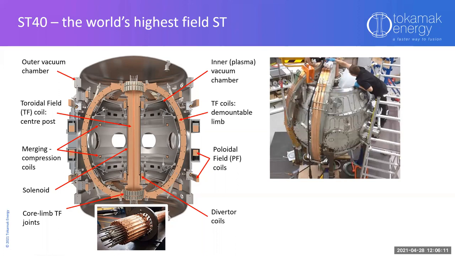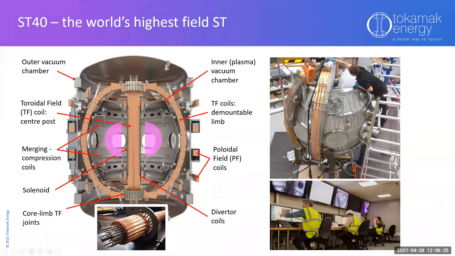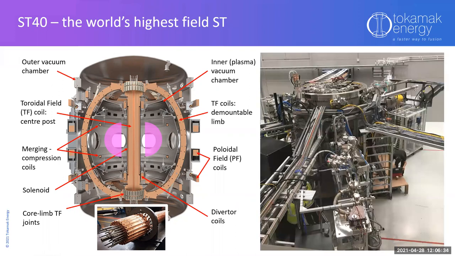And here you see some more images of the central solenoid, the assembly of ST40, and the control room, which is what is in my background, the control room of ST40. And here you see how it looks once it's all assembled.